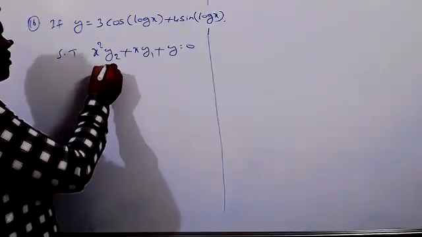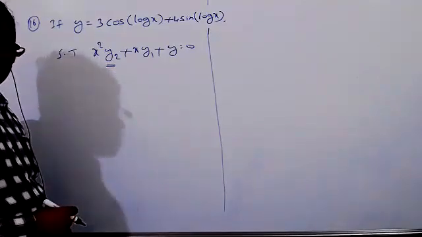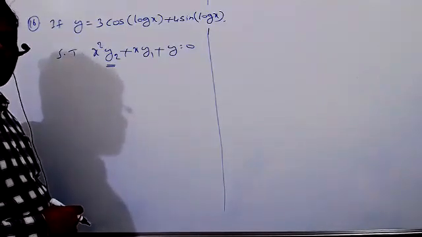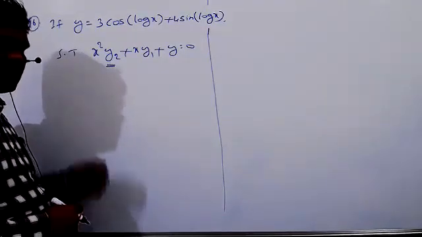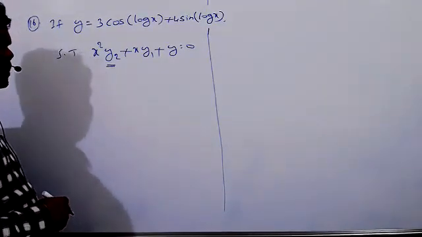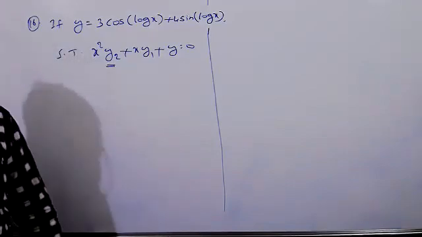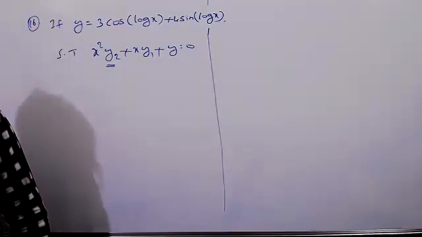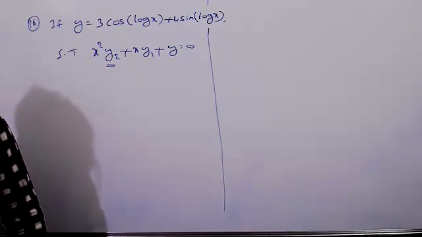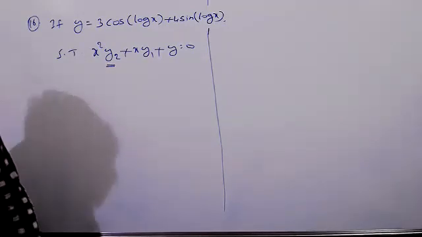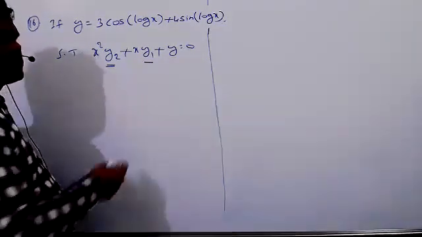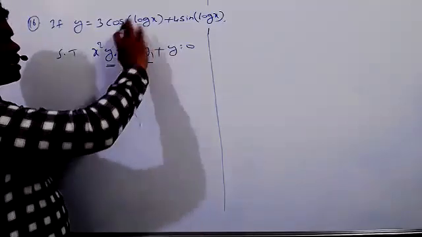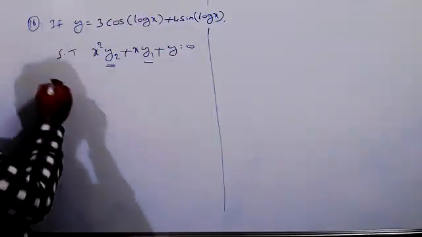Here, what is the meaning of y2? Please respond. Y2 means double differentiation of y, the second derivative. Very good. Y1 means the first order derivative, and y is the given problem. First you can find y1.